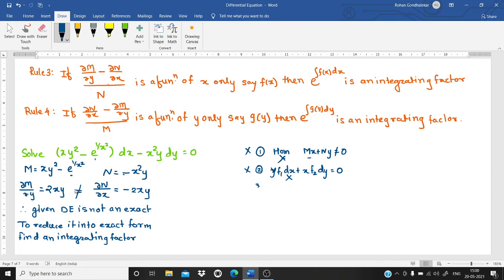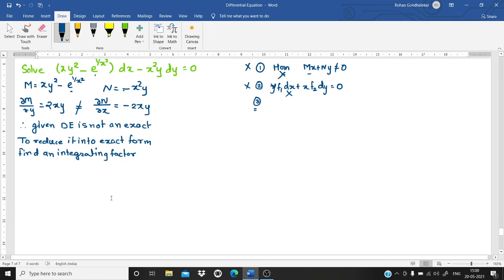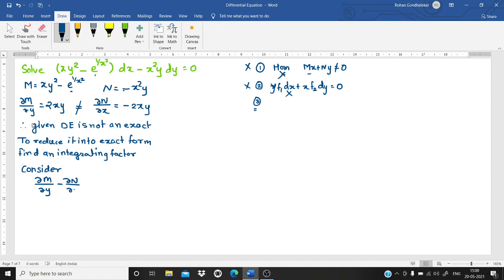Now we go for rule number 3. So what is rule number 3? (∂M/∂y minus ∂N/∂x) upon N. The value of this quotient should be in terms of x only. So consider (∂M/∂y minus ∂N/∂x) upon N is equal to, what is ∂M by ∂y?